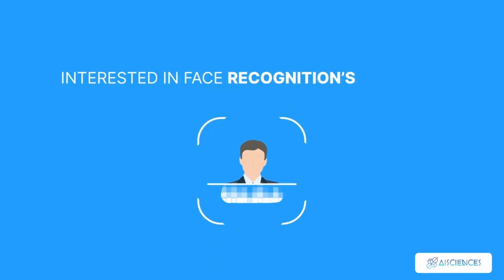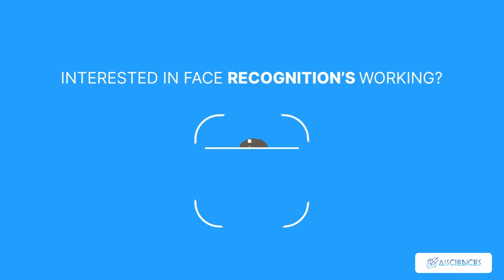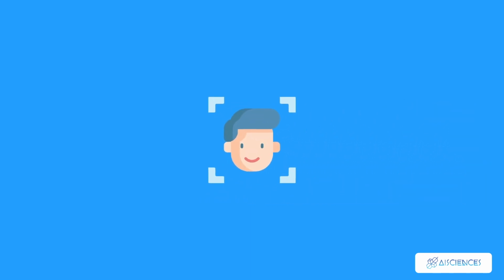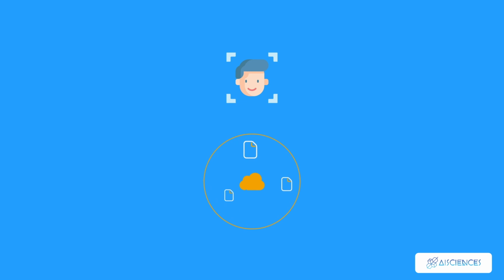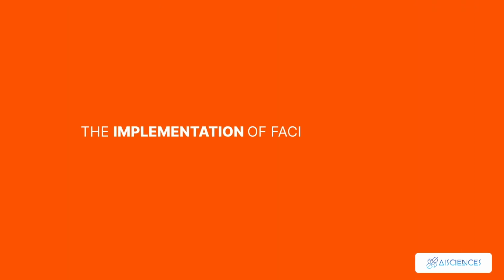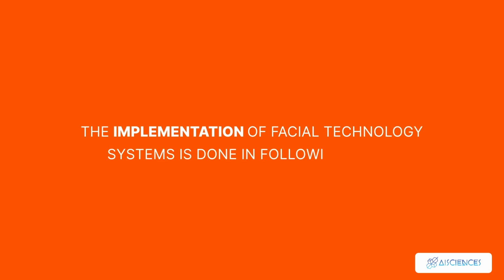Interested in face recognition's working? Most of the people are familiar with the modern technology of face recognition, where Face ID is used to unlock iPhones. Basically, typical face recognition does not rely on a complete database of photos to identify the individual's identity. It merely recognizes one person as the sole owner of the device and limits access to others. The implementation of facial technology systems is done in the following steps.